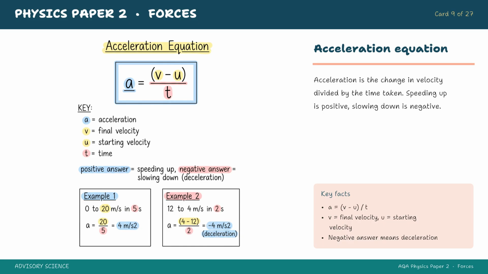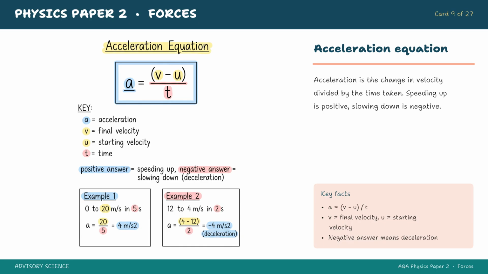Let's try an example. A car starts from rest and reaches a speed of 20 meters per second in 5 seconds. Find its acceleration. First, write down what you know. u equals 0 meters per second. v equals 20 meters per second. t equals 5 seconds, and a is what we're finding out.